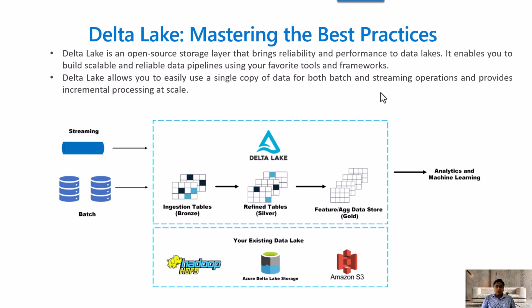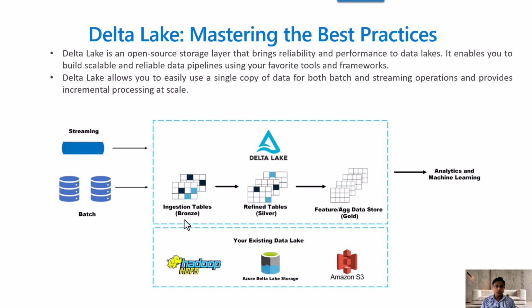Delta Lake allows a single copy of your data for both batch and stream processing, and it provides incremental processing at a large scale, which means you can ingest and process large data sets including petabytes of data. So traditionally we use different zones for data processing in Delta Lake, and let's understand these zones.